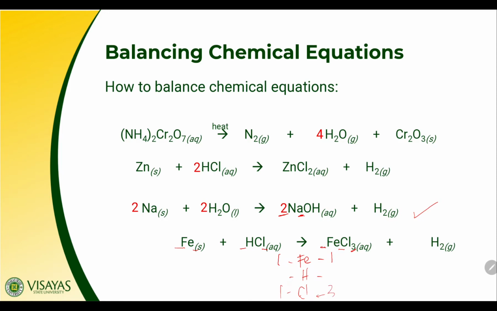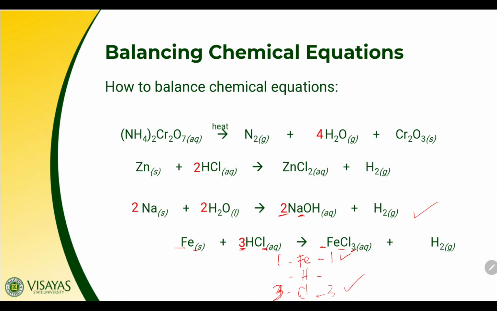So we don't have a balanced number for chlorine atoms in the equation. What do we do? We have to add a coefficient 3 in hydrochloric acid. Okay, so that becomes 3 times 1 in here. This becomes 3. Okay, that's a balanced number.